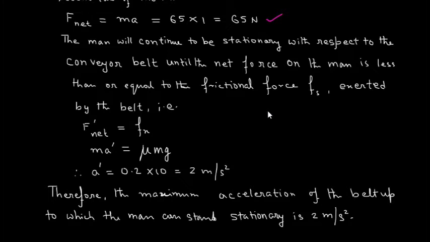F net we can write as m a dash, and F we can write as mu mg. So a dash is equal to 0.2 into 10, which is equal to 2 meter per second squared. Therefore, the maximum acceleration of the belt up to which the man can stand stationary is 2 meter per second squared.